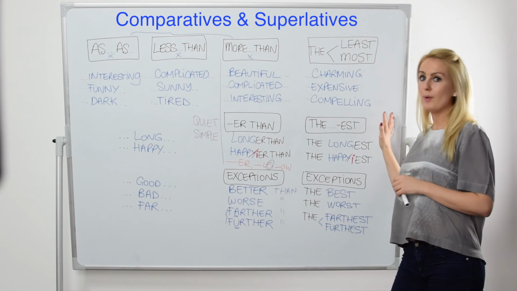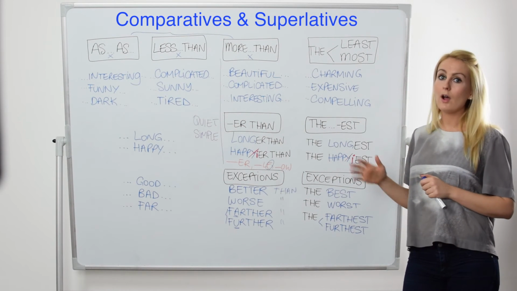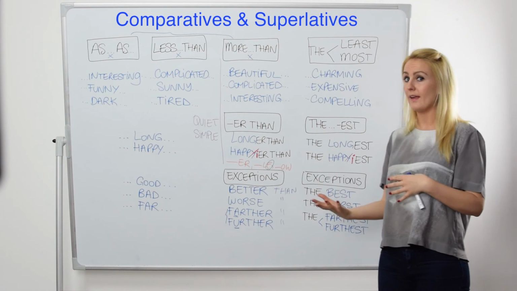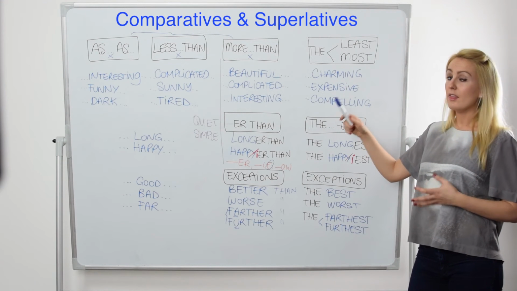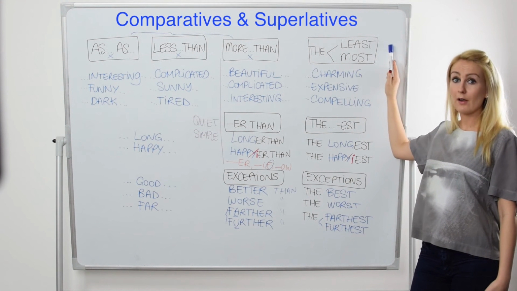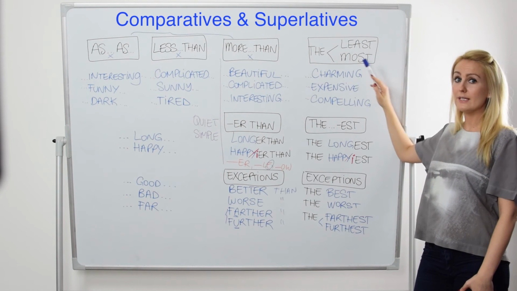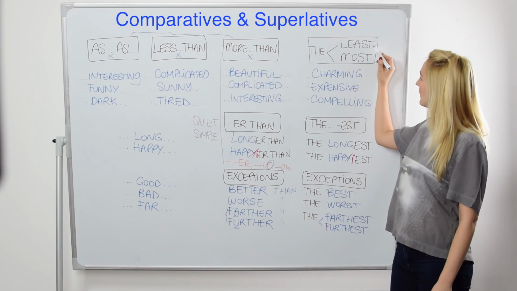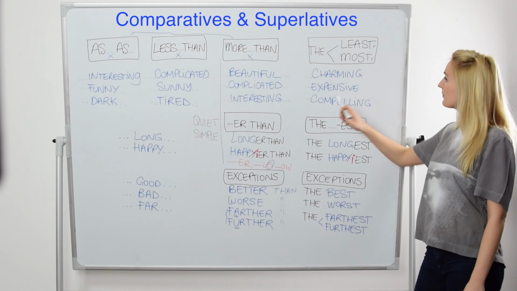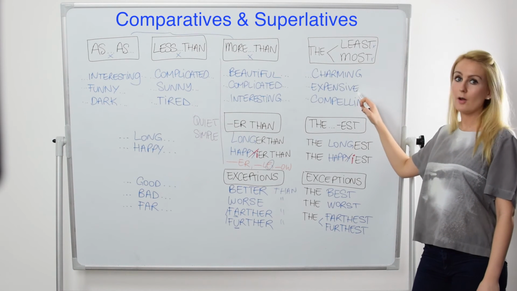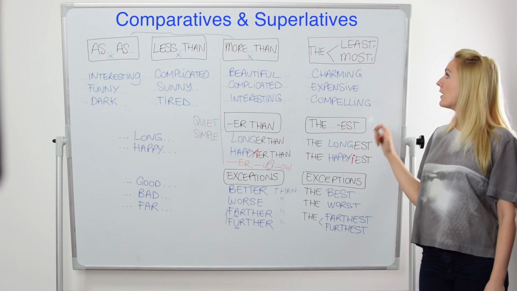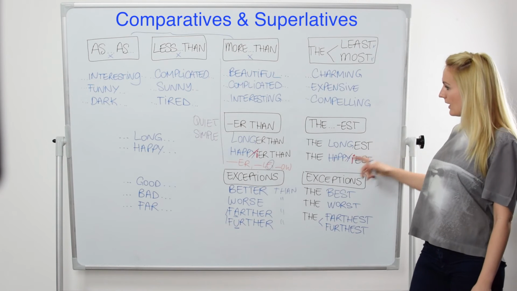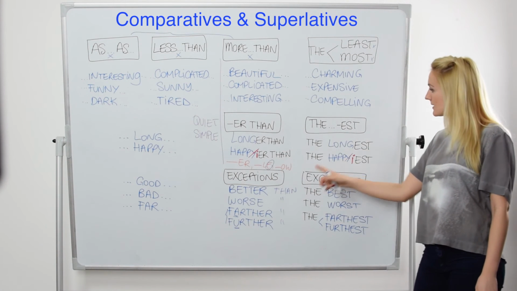Now let's look at the superlatives. The superlative is when we are stressing the extreme quality of one thing over three or more other things. The least, the most: the superlative of inferiority, the least, or superiority, the most. And we simply place the adjective after one or the other. The least charming, the most charming, the least expensive, the most expensive, the least compelling, the most compelling. No changes there.